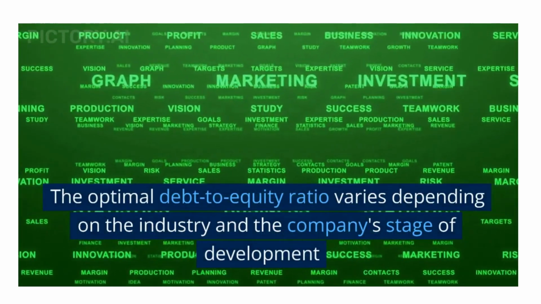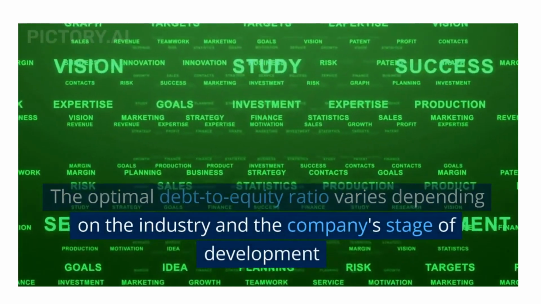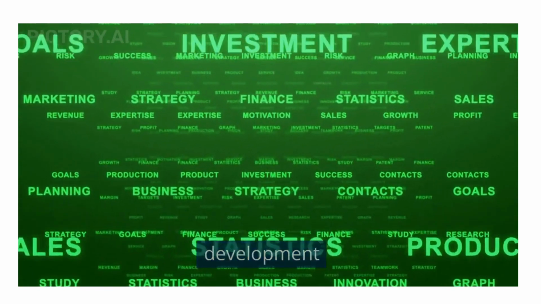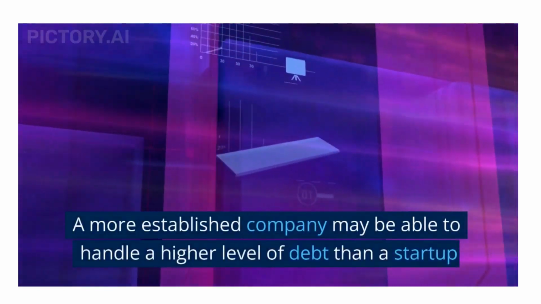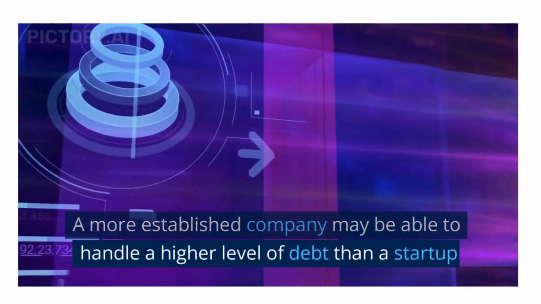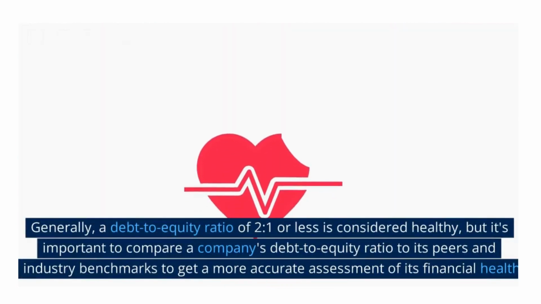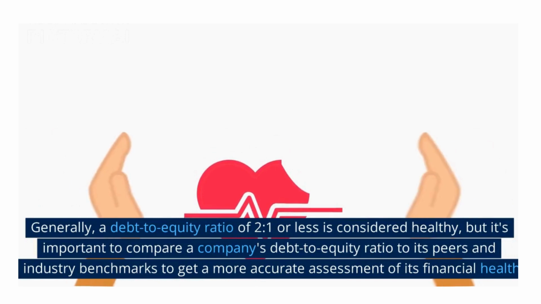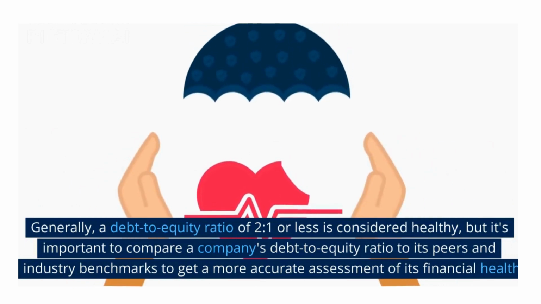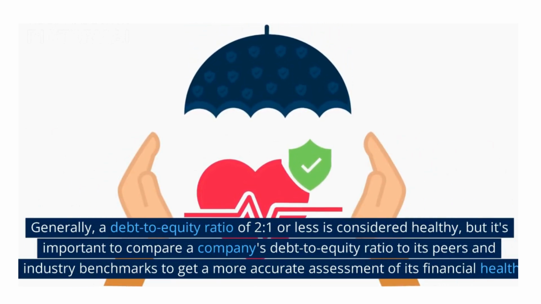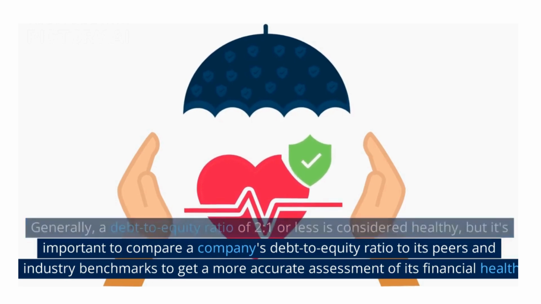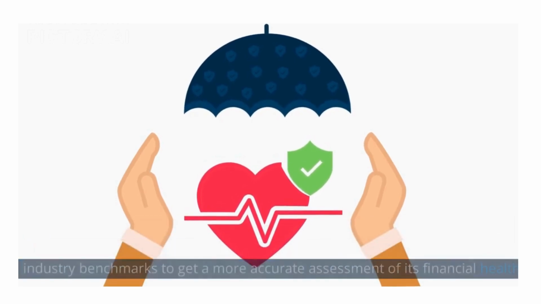The optimal debt-to-equity ratio varies depending on the industry and the company's stage of development. A more established company may be able to handle a higher level of debt than a startup. Generally, a debt-to-equity ratio of 2 to 1 or less is considered healthy, but it's important to compare a company's debt-to-equity ratio to its peers and industry benchmarks to get a more accurate assessment of its financial health.